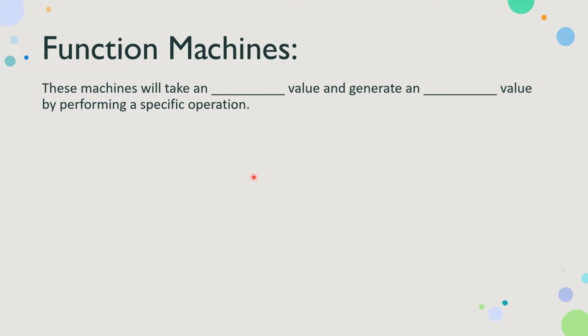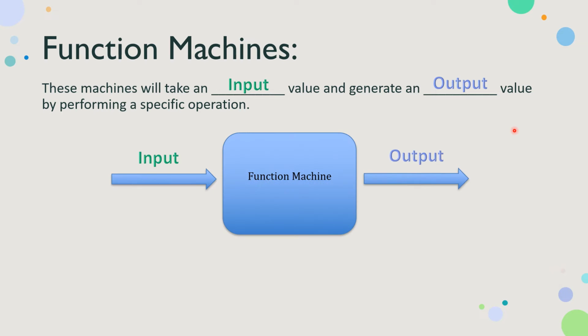All right, let's begin. So we're going to first talk about function machines. These machines will take an input value and generate an output value by performing a specific operation. So here we've got a function machine, and we don't really know much about it. We just know it takes some input and then comes up with an output.